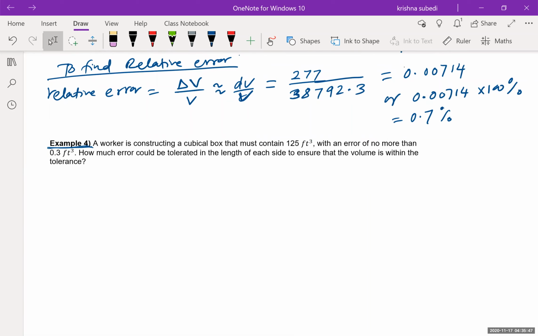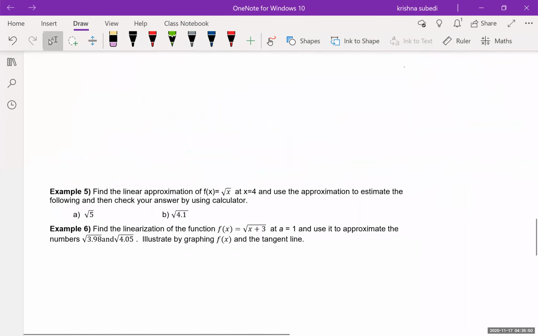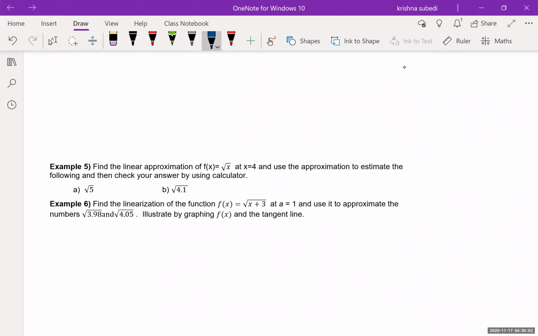Now let's work on another concept, linear approximation. Example 5 and example 6 are very similar, and I'll do one of these two. Tell me which one you want me to do. If you know how to do one, you can do the other easily. No preference? Yeah, the second one. Okay, so example 6, let's work on that.